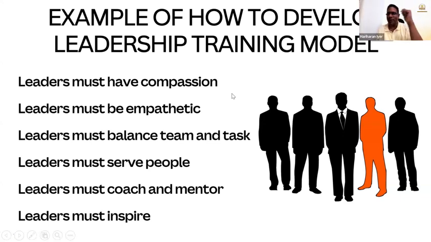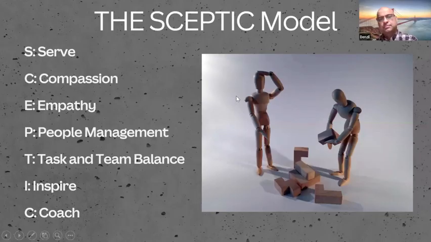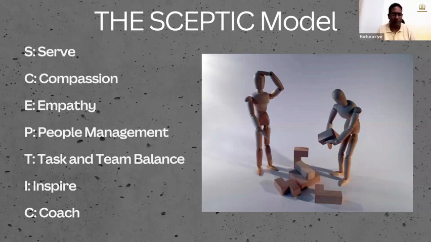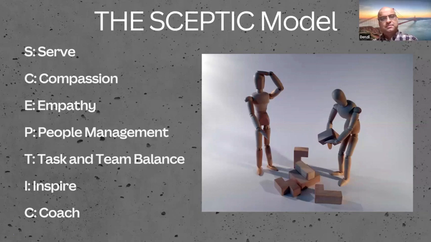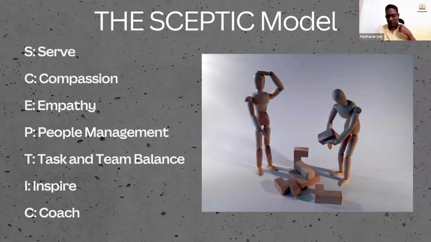What I did is, as a practice case study, to cover all these aspects, I called it the skeptic model. S for serve, C for compassion, E for empathy, P for people management, T for task and team balance, I for inspire, C for coach. So the beauty is we all are saying the same thing, but we are saying it in our own creative way. And we are developing frameworks and models as per our own understanding and creativity.